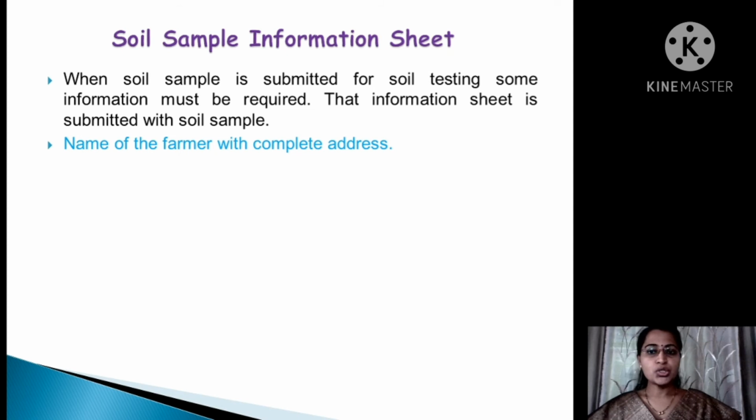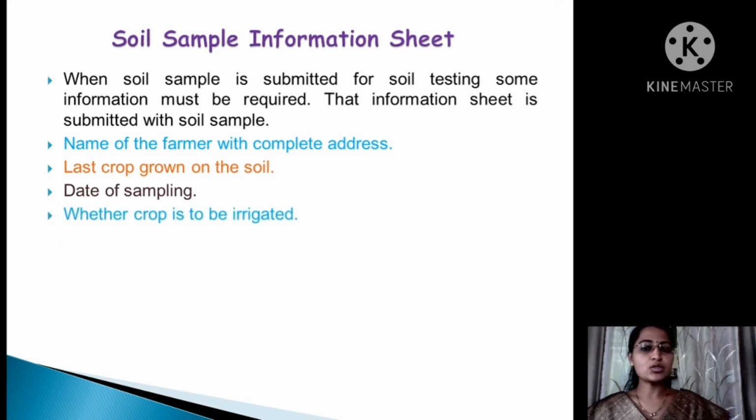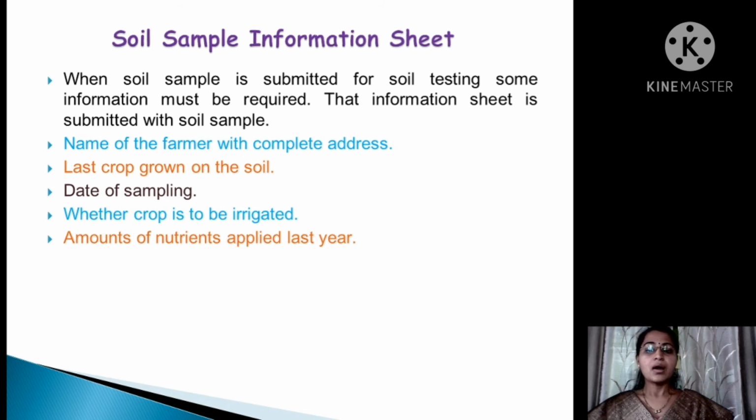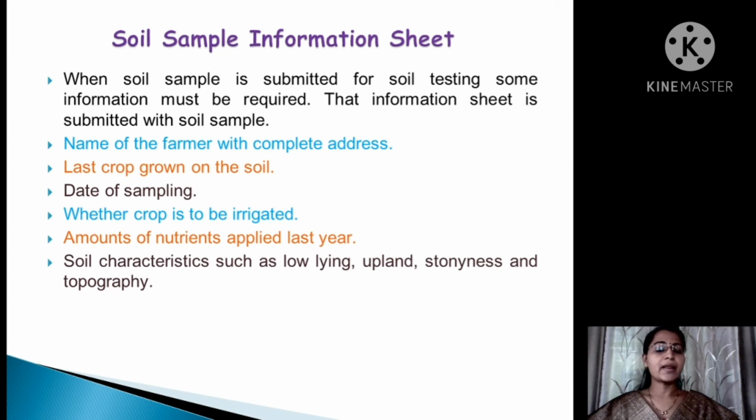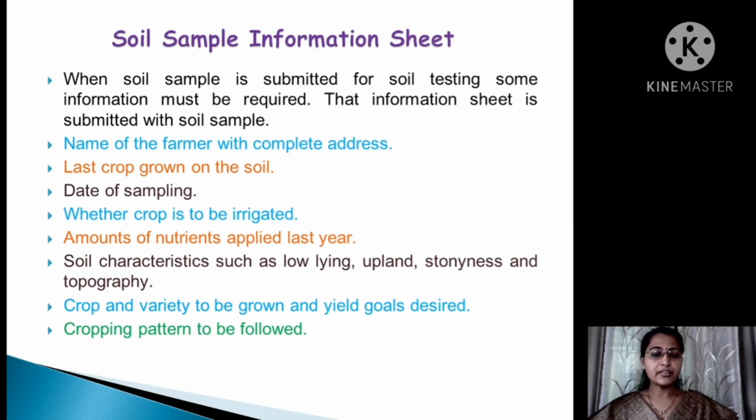That information sheet includes the following points: name of the farmer with complete address, last crop grown on the soil, date of sampling, whether the crop is to be irrigated, amounts of nutrients applied last year, soil characteristics such as low-lying, upland, stoniness and topography, as well as the crop and variety to be grown and yield goals desired. Cropping pattern to be followed.